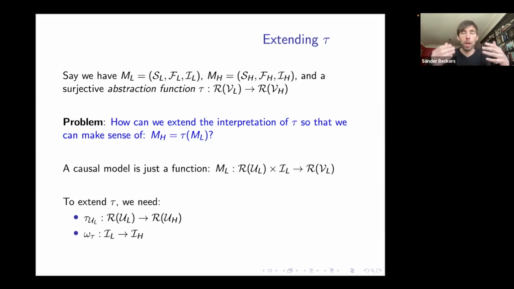So if you want to now apply this tau function to the function for the causal model, we somehow need to be able to make sense of tau of the separate elements. We already have that tau takes care of the endogenous variables. We need to extend it so that there's also a tau associated with the exogenous variables. That's going to be tau UL. And we need to make sense of the interventions being mapped. For that, we have the function omega tau, which is going to tell you which low-level intervention maps to a high-level intervention.